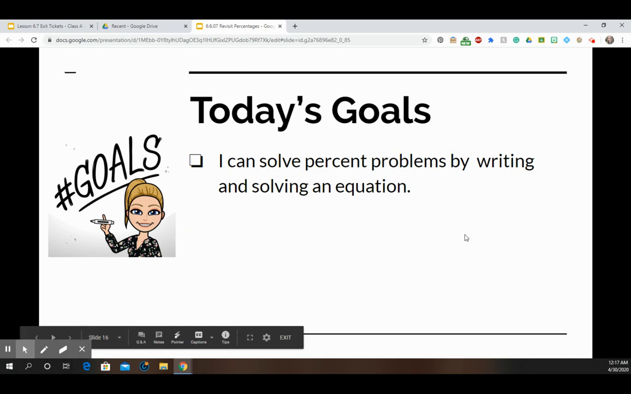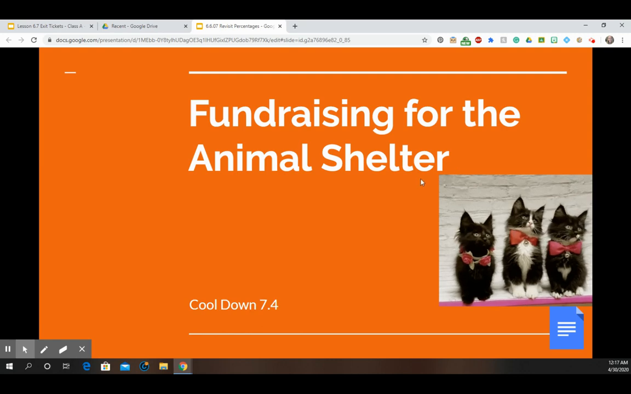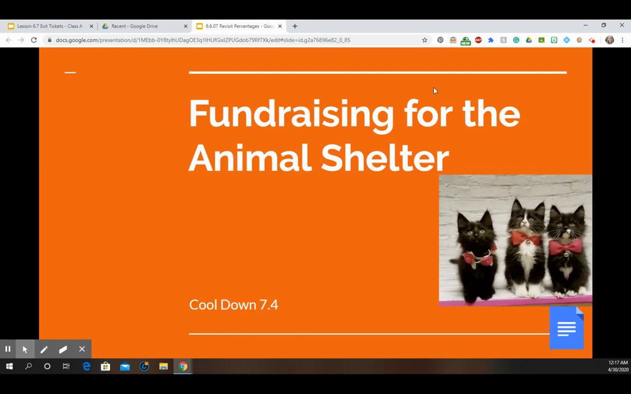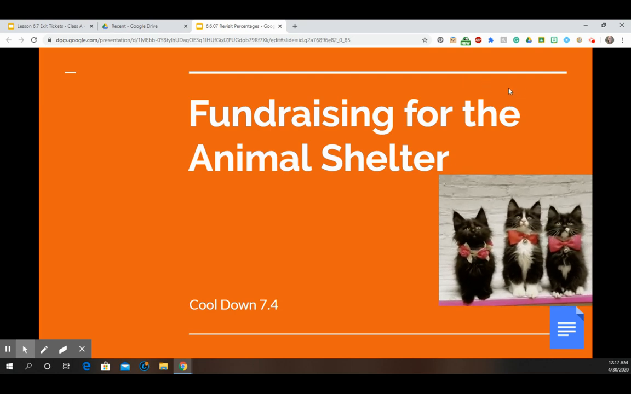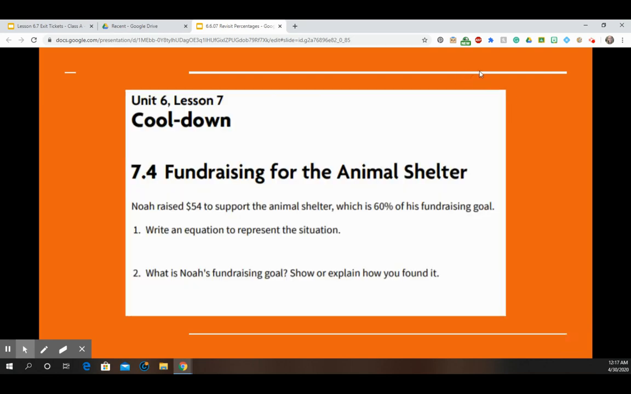Okay, so hopefully after today's lesson, you're able to solve percent problems by writing and solving an equation. So we're going to go ahead into that cool down, the exit ticket. Go ahead and solve this problem on a sheet of notebook paper, and then take a picture of it on the slides and upload. Okay, so today's problem.